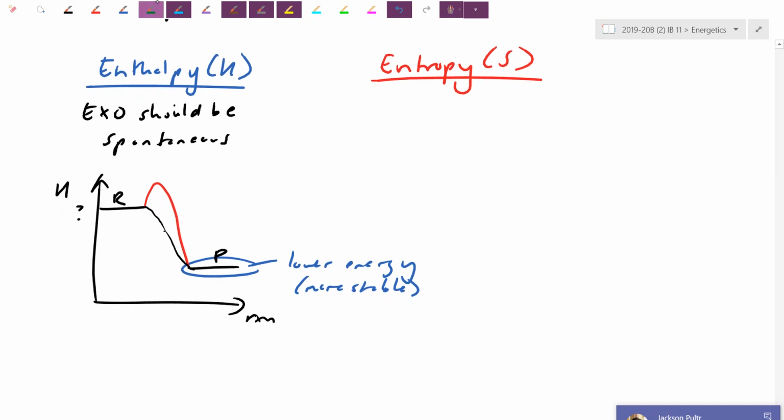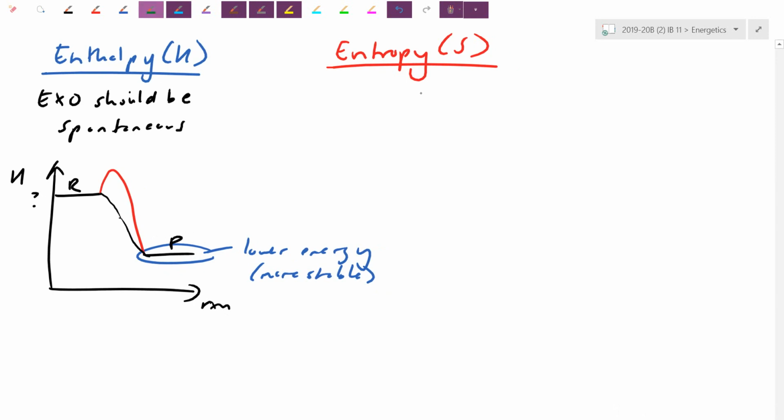Entropy is a more interesting story. Turns out some exothermic reactions are non-spontaneous. Wait, the other side is more stable. Why don't I want to go that way? The other factor that I need to consider is this half lesson that we did on entropy. And it turns out for entropy, there is something called the second law of thermodynamics. So now we have all the laws there.